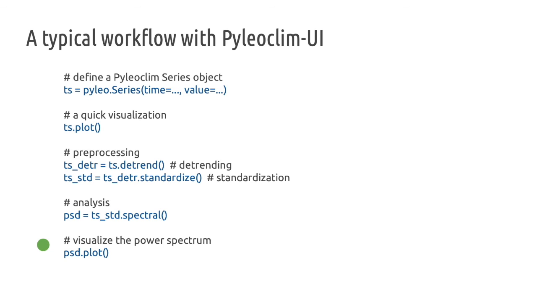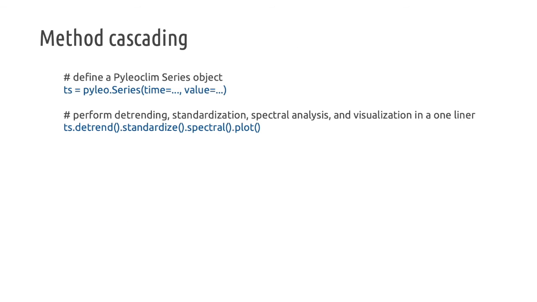That is neat, but life can be even easier, thanks to the method cascading feature. As you see here, since each method will return an object, those separate steps in the previous slide can be combined into a one-liner like this.